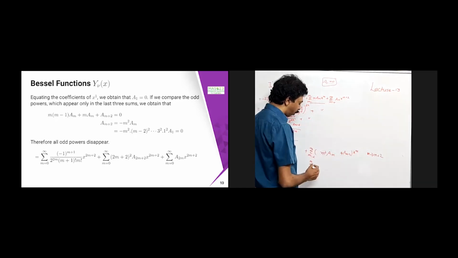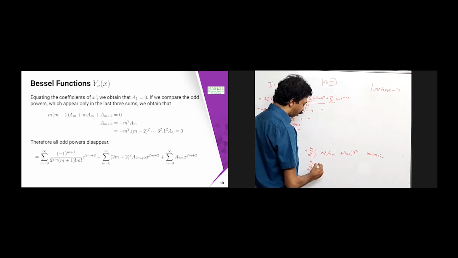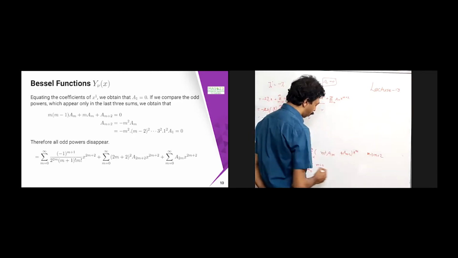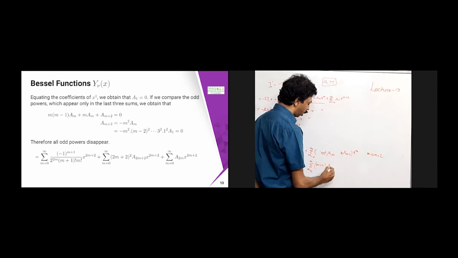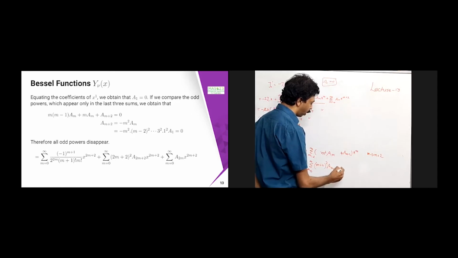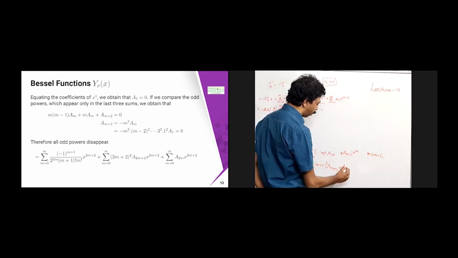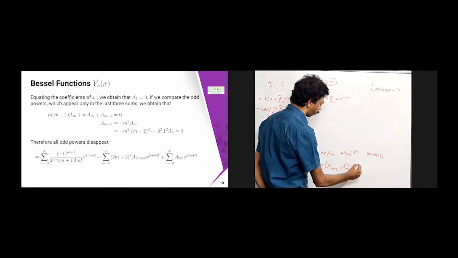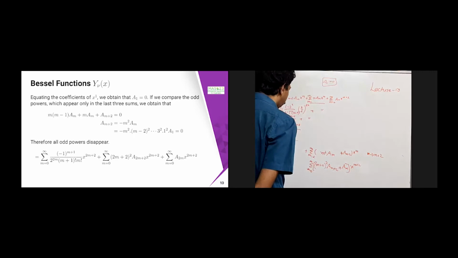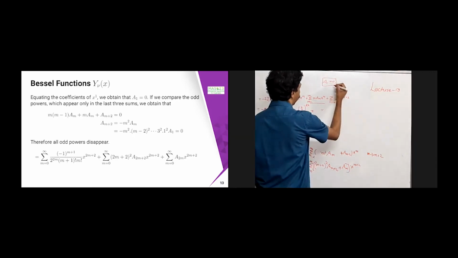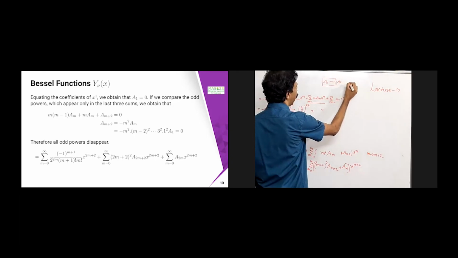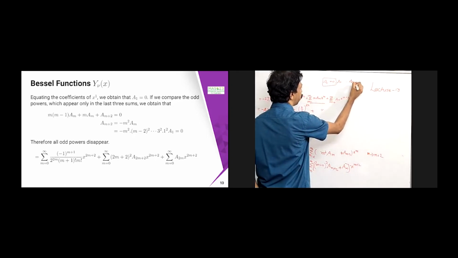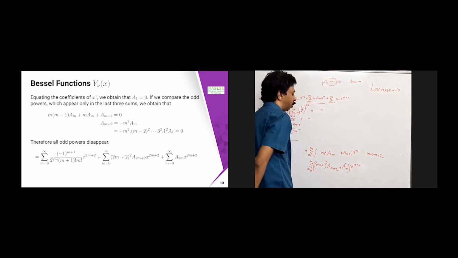So m equal to 0 to infinity. Wherever m is there, replace that with m plus 2: am plus 2, m plus 2 whole square, am plus 2, plus am into x power m plus 2 is going to come. This is going to come because all odd powers are 0. a1 is 0, a3 is 0, etc., a2m plus 1 is 0. All odd powers are 0.